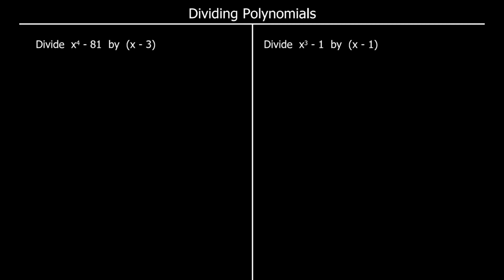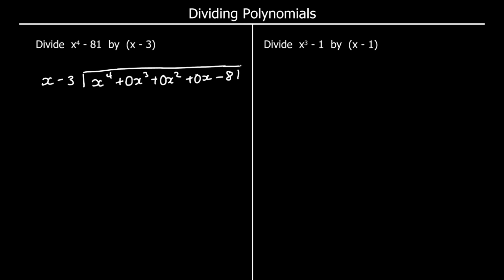So we could probably do this one by factorizing, but I will do that. But firstly, I'm going to go through the long division method. So I've got x minus 3 on the outside. I've got x to the power of 4. I've got no x cubed, no x squareds, no x's, minus 81. So I'm going to go through all the steps. I haven't missed out any columns. I've made sure they're all still there.